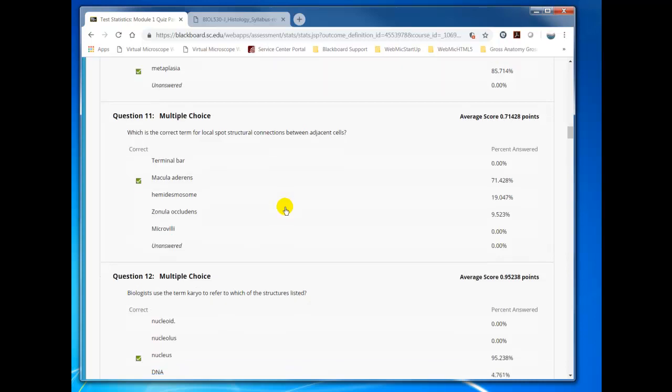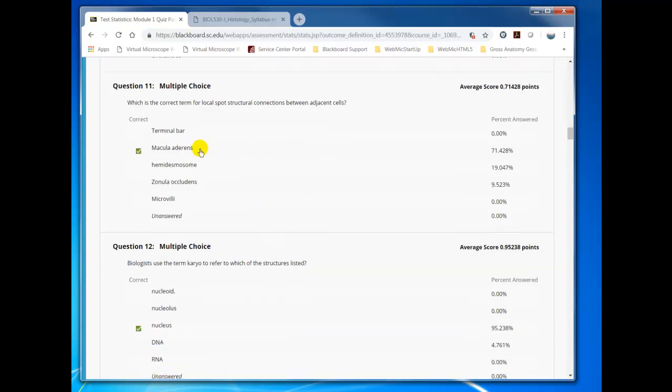So macula adherens is spot. They're like spot welds between cells. So that's the correct answer. But hemidesmosomes, which 19% of the class chose, are at the base of the epithelium, and that's really half of a desmosome, and it connects the basal cells of an epithelium to the basement membrane.